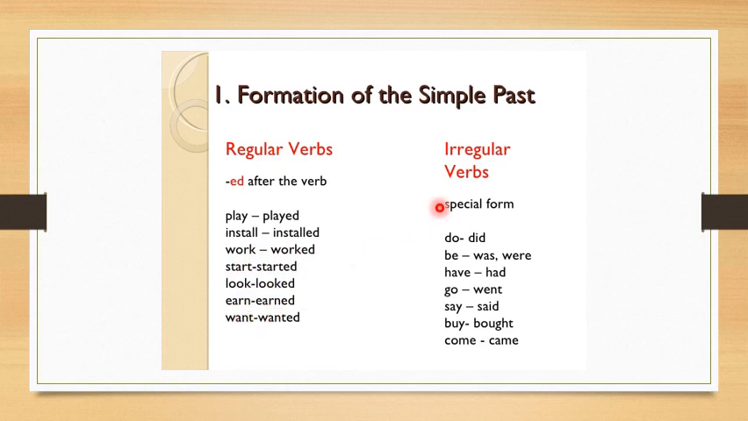Now look at the irregular verbs. Irregular verbs change their spelling and change their form. They are special forms. For example, do, did, be, was, have, had, go, went, say, said, buy, bought, come, came.